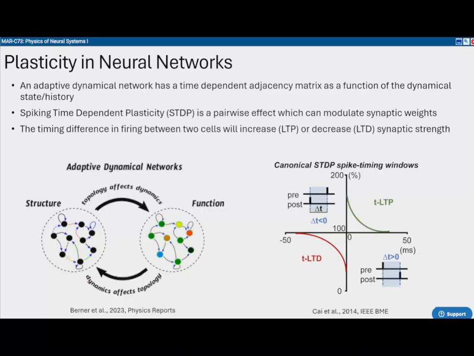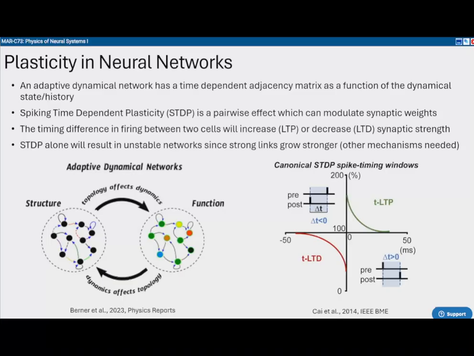The way it works, this is an example of Hebbian learning, also known as cells that fire together, wire together. One example of it is that the timing between the firing of the presynaptic and postsynaptic cell will affect the synaptic strength. So here, for example, if one cell fired right before another, then you would get an increase in the synaptic strength between those two.